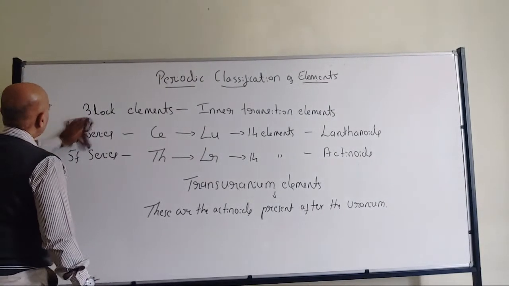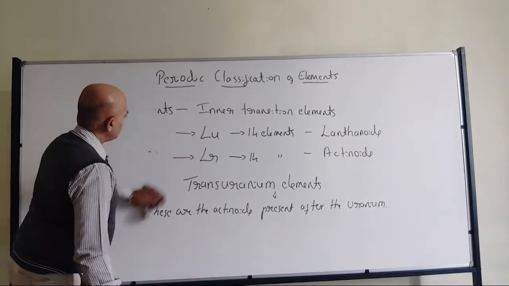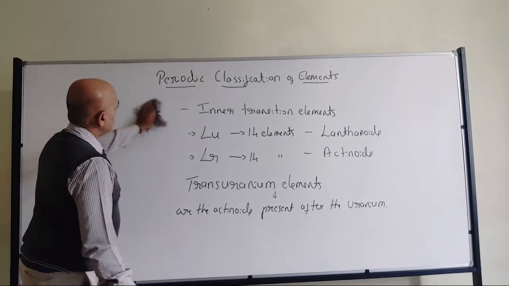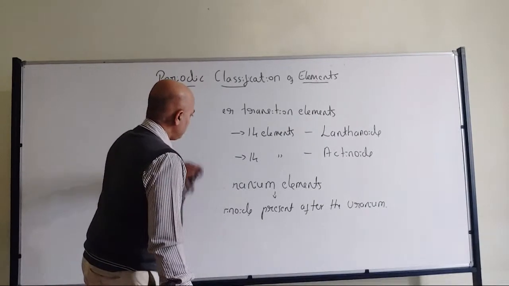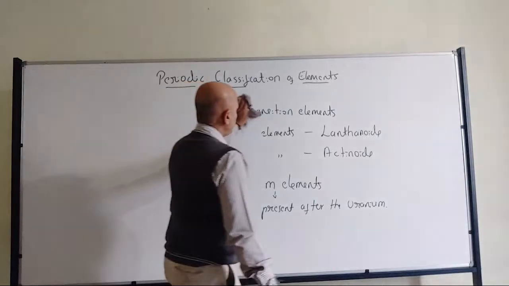Fine? All of you have understood what can be the general electronic configuration for F block elements. So the general electronic configuration will be (n-2) F1 to 14.